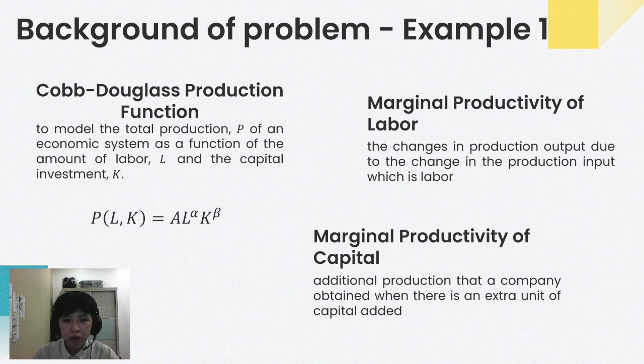In addition, by using partial derivatives, we can also obtain the marginal productivity of labor, which is the change in production output due to the change in the production input, labor, and also the marginal productivity of capital, which refers to the additional production that the company could obtain when an extra unit of capital is added.